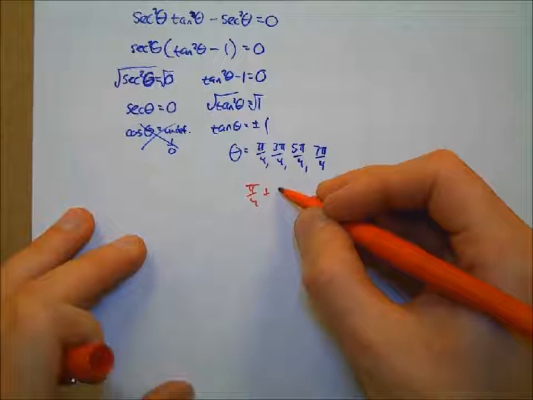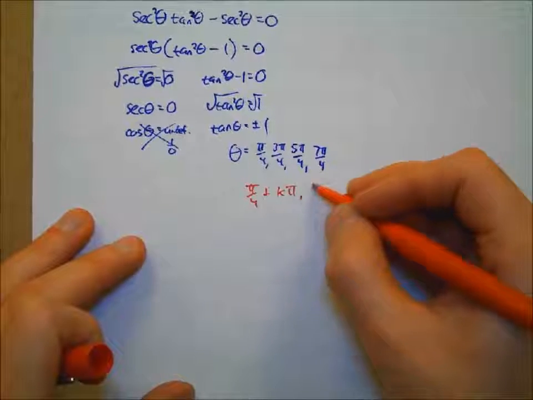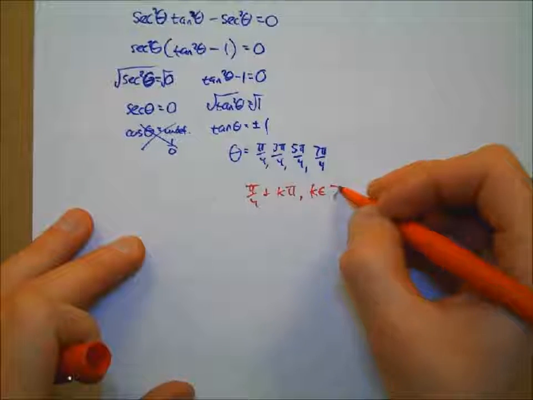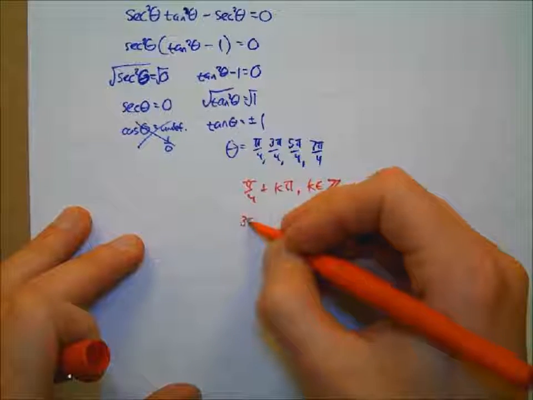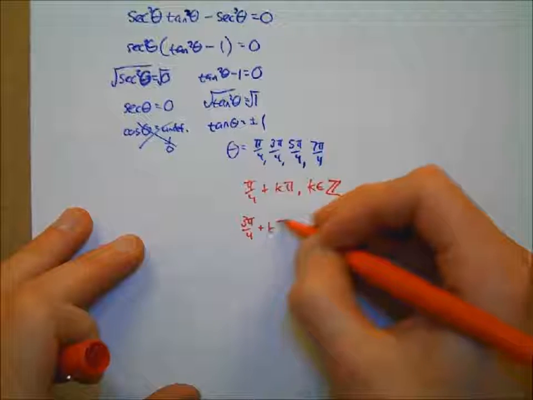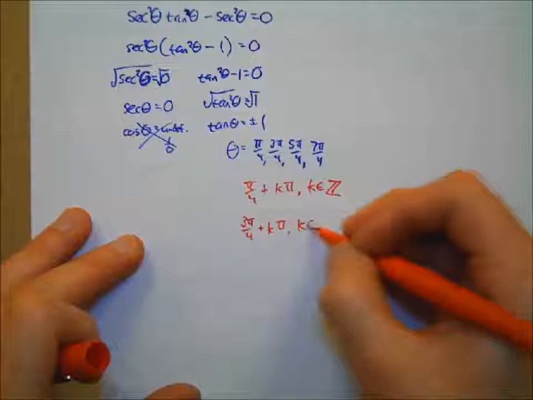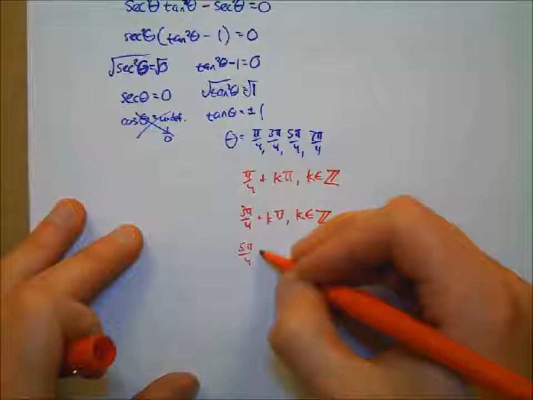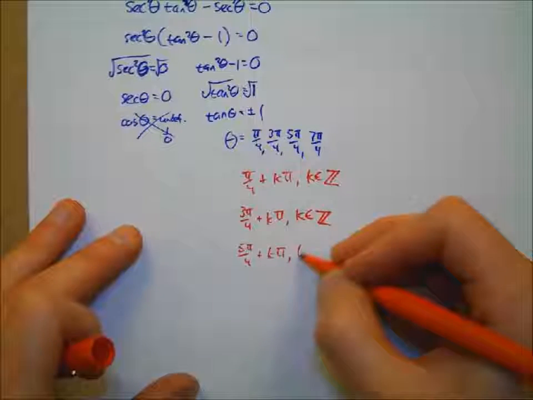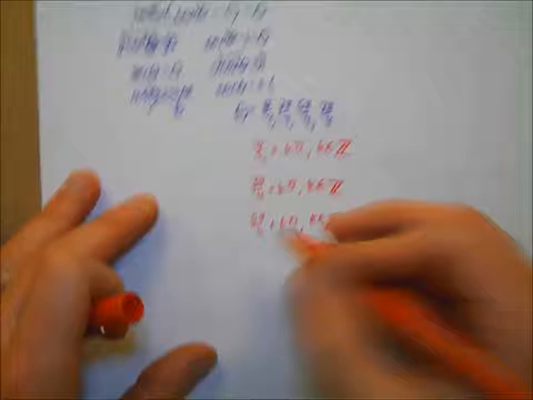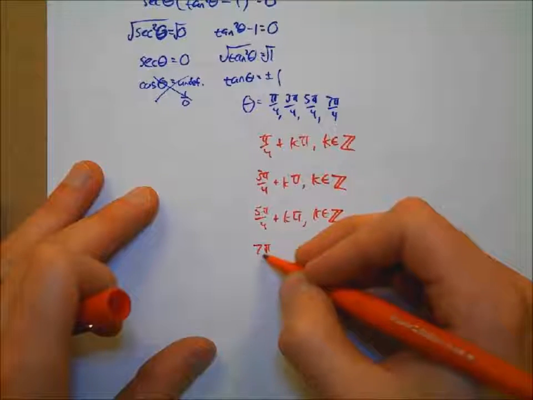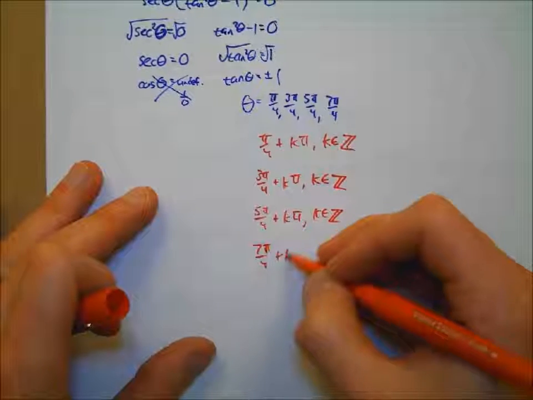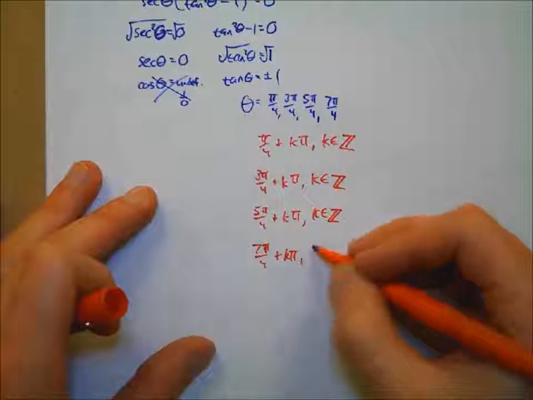I'm going to put k pi. And again, k element of the integers. Okay, and then same thing with 3 pi over 4 plus k pi, k element of the integers. 5 pi over 4 plus k pi, k element of the integers. And then 7 pi over 4 plus k pi, k is an element of the integers.